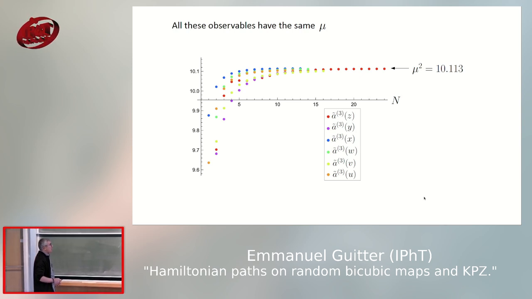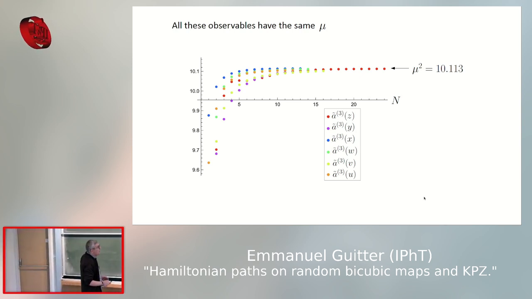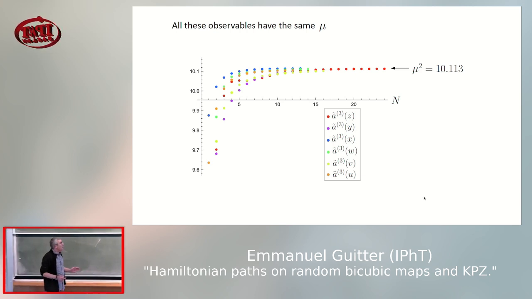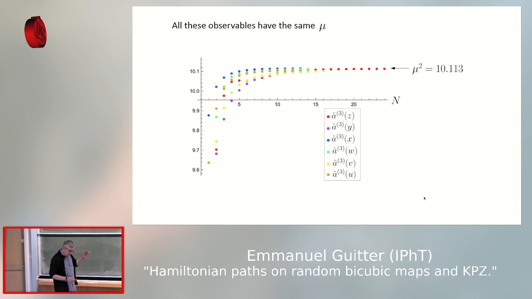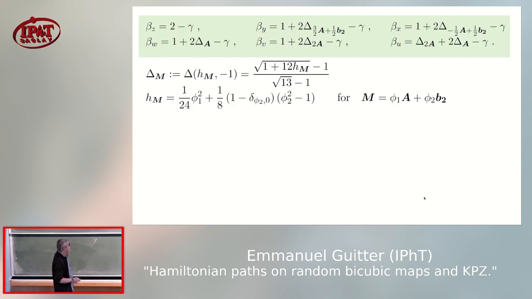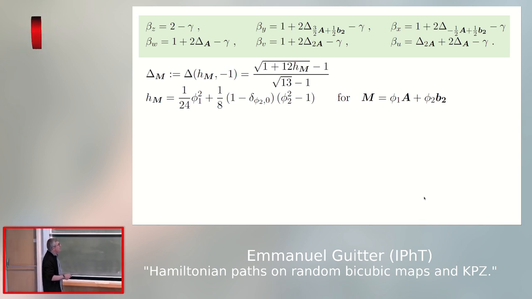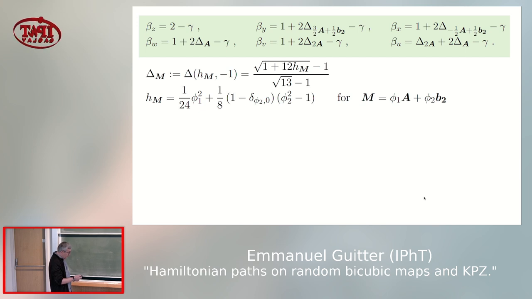And now, first check that they have the same value of mu. And it's the first check on our numbers, and definitely it works. They all give the same value of mu. Okay? But they're supposed to give different exponents. Okay, so I made a list of the exponents which you get from the KPZ formula. Okay, so it depends on whenever you have a magnetic charge given by phi 1 and phi 2 here, you get this classical dimension or conformal weight here. From this conformal weight, you get this delta here, and from this delta, you get the exponent here. So we saw that for z, 2 minus gamma works perfectly.